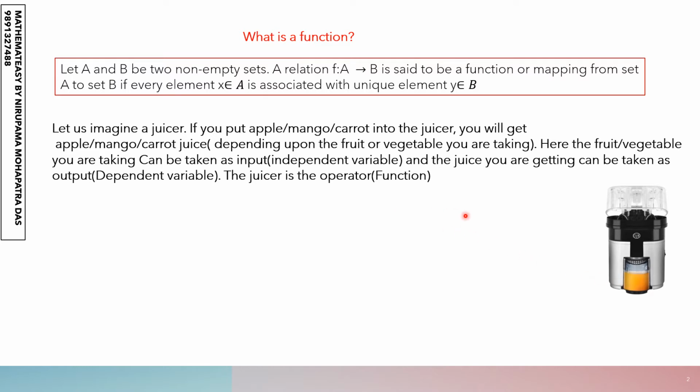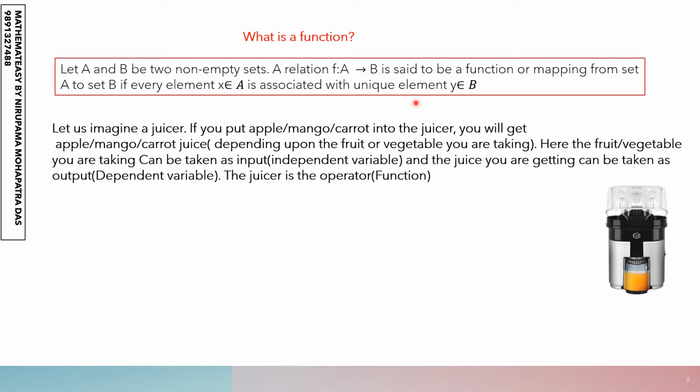And the mechanism within this juicer, that is basically what we call a function. So function is basically an operator, and because of the mechanism of that operator, whatever input we put, accordingly we get the output. So we can take this real life example to visualize the function.